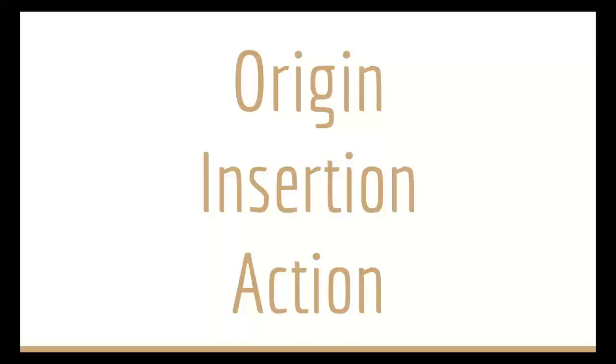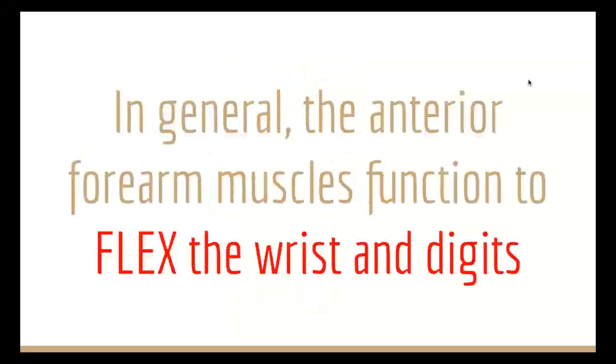And just remember also that if a muscle or a tendon does not cross a joint, then it's never going to have an action on that joint, right? So you must have it crossing the joint to actually be acting on a joint. So again, a couple of our generalities here. In general, the anterior forearm muscles function to flex the wrist and digits. Again, that's a generality. Not every single one of them does that, but for the most part, that's something really good to keep in mind.